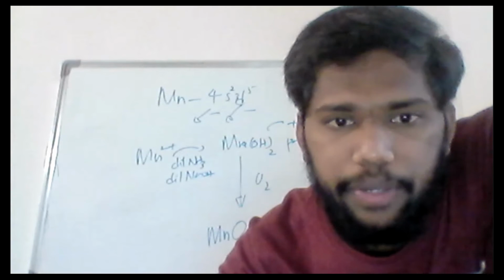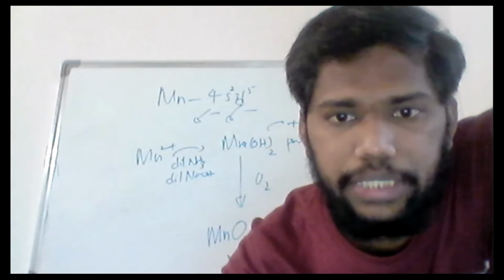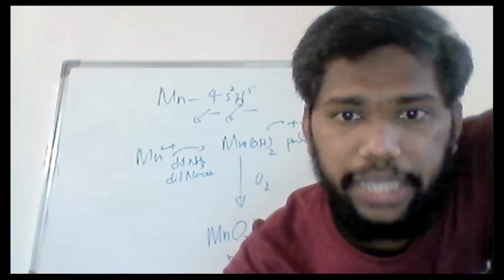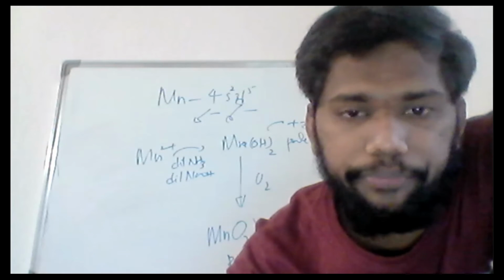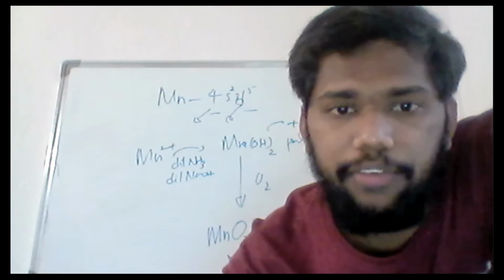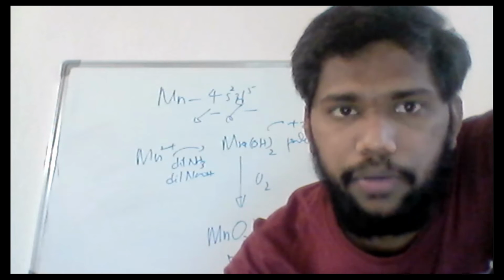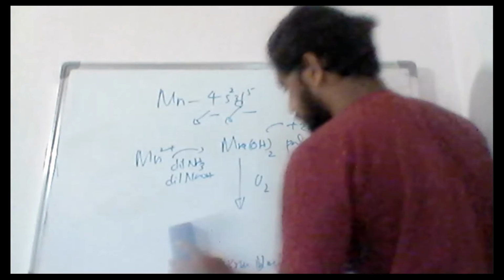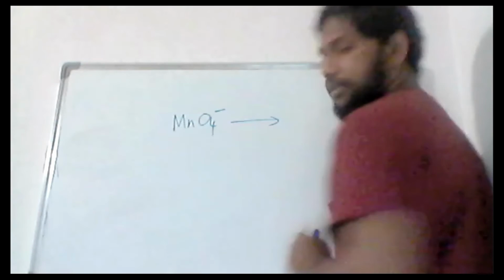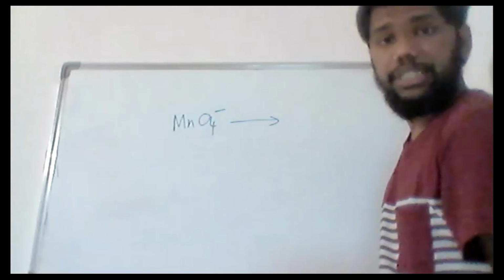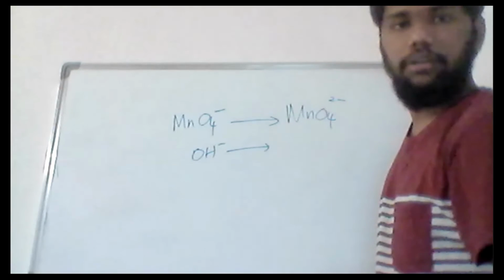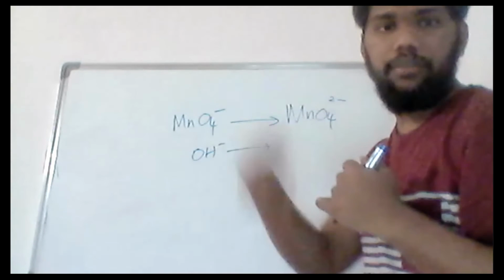The last one is: an aqueous solution of KMnO4 turns green upon addition of KOH, and on diluting the green solution with acid or water, a blackish brown precipitate is obtained. Write down the balanced chemical equations to explain. So I told you, if you have KMnO4, it turns green. If you remember your manganese chemistry, KMnO4 means MnO4 minus, where Mn is +7, which turns green upon addition of OH minus, giving MnO4 2 minus. So you should remember this: MnO4 minus to MnO4 2 minus.